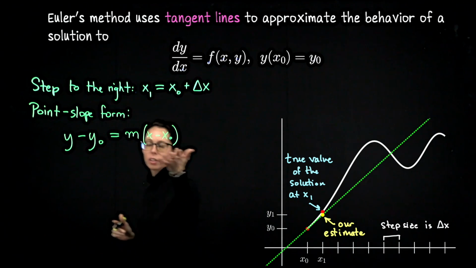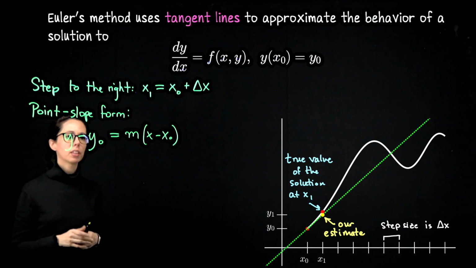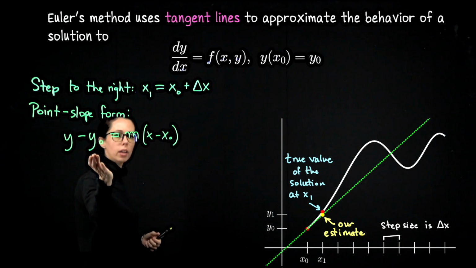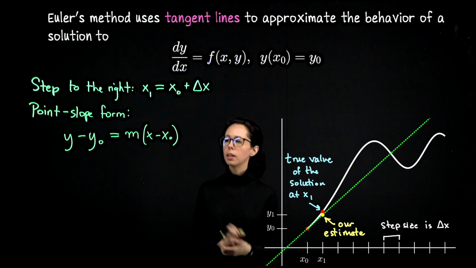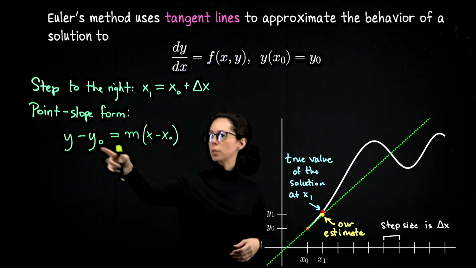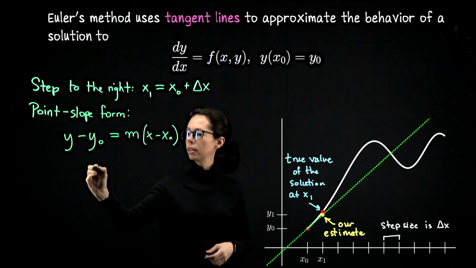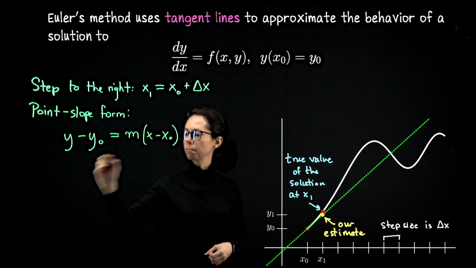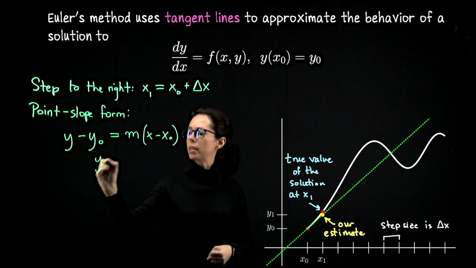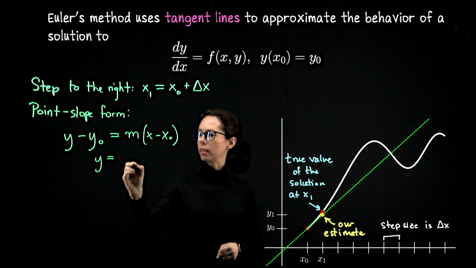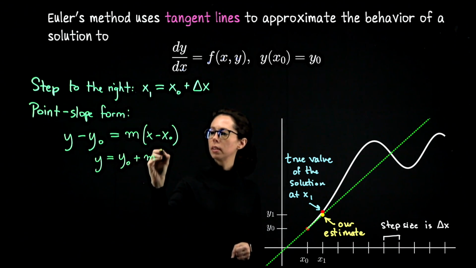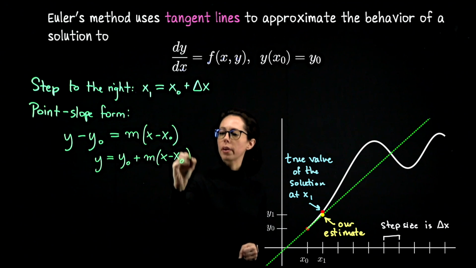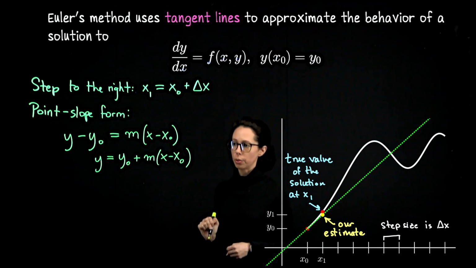Okay, so in general, this is the equation of a line passing through the point x naught, y naught with slope m. That's point slope form. Let me rearrange this a little bit. I'm going to bring this to the right-hand side and write it one more time, and then we'll start actually using it on this tangent line. So y is the known y value plus the slope times x minus the known x value. This is going to look more like the equation that we're about to use.